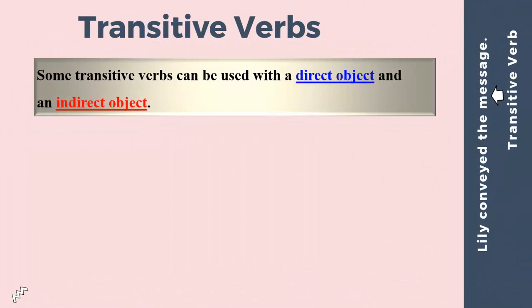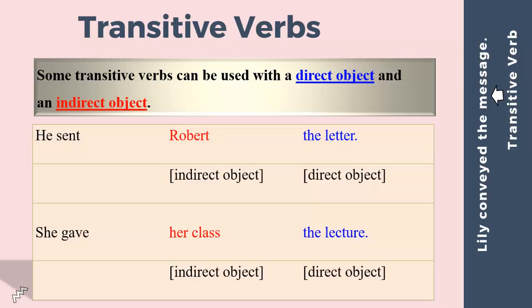Some transitive verbs can be used with a direct object and an indirect object. Means they can have two objects. The indirect object tells to or for whom the action is done. In the following examples, notice the difference between the direct and indirect objects. He sent Robert the letter. The direct object is the letter over here that receives the action. The indirect object Robert is the person to whom the letter is sent.